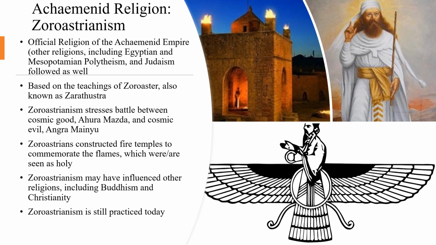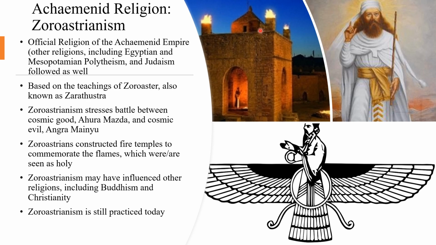Zoroastrianism is based on the teachings of Zoroaster, also known as Zarathustra, pictured here. Zoroastrianism, as a religion, stresses the battle between cosmic good, Ahura Mazda, and cosmic evil, Angra Mainyu. Zoroastrians constructed fire temples, shown here, where they commemorated the flames, which were and are seen as holy.